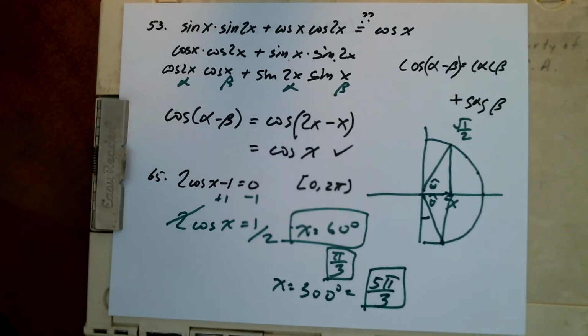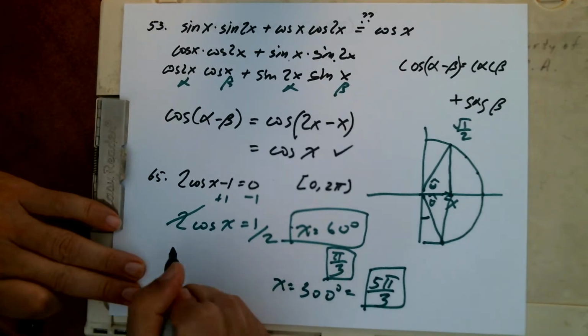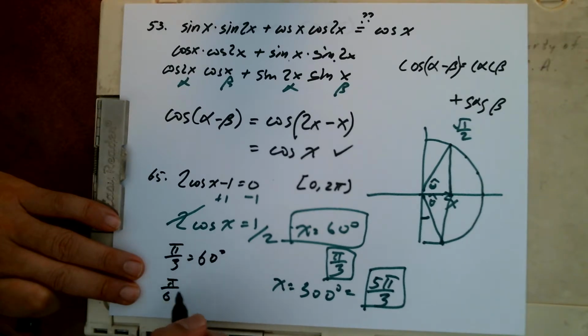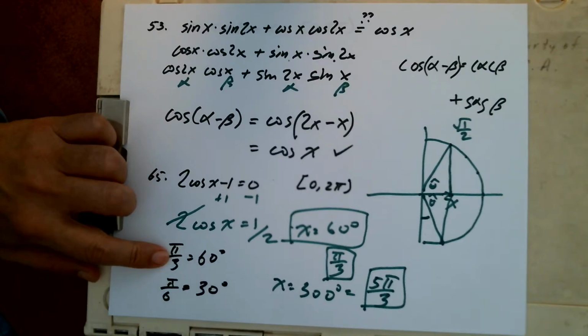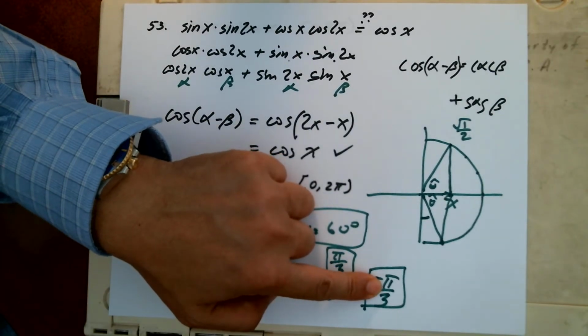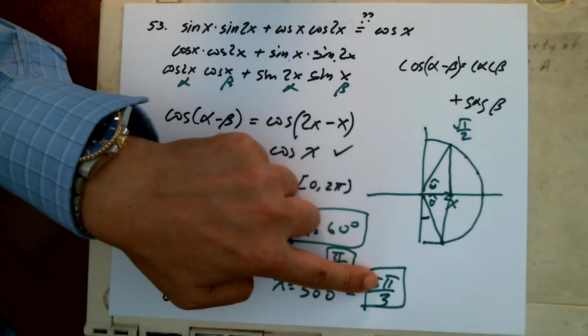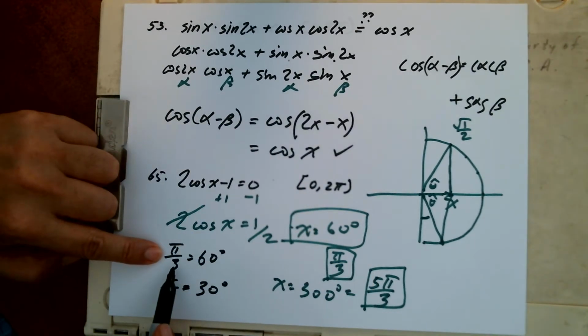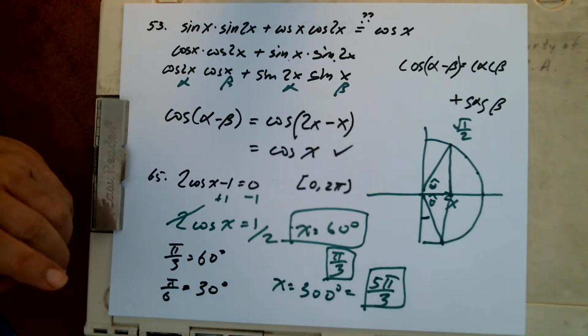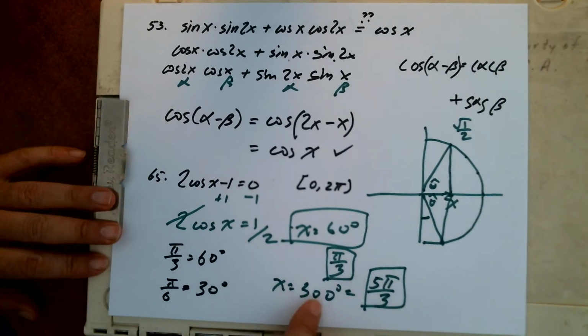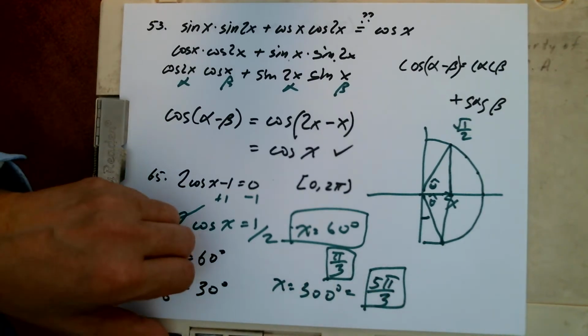Easy way to remember something like this is very simple. Well, I know that pi over 3 is equal to 60 degrees. I also know that pi over 6 is equal to 30 degrees. The 3 and the 6 always interchange. So if it's pi over 3 here, that's 60 degrees times 5 is 300. That's how I got it. Okay, right here, pi over 3 is 60, times 5 is going to be 300 degrees. Okay. Next question. Oh, so these are your two answers: pi over 3 and 5 pi over 3 in radians.